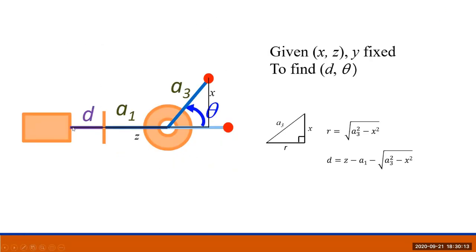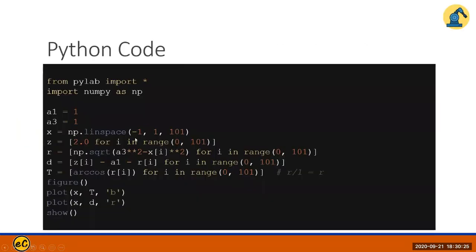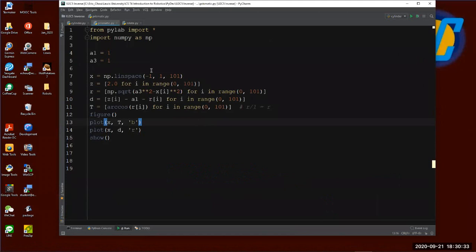So here, because we have a D that's extendable, and we have A equals 1, A3 equals 1, A1 equals 1, and we are going to find the D and the theta. So now let's look at the PyCharm code. So over here, we import the same library, A1, A3 to be 1. And in this one, let's look at it. We have a G. G is in this direction. We keep it at 2.